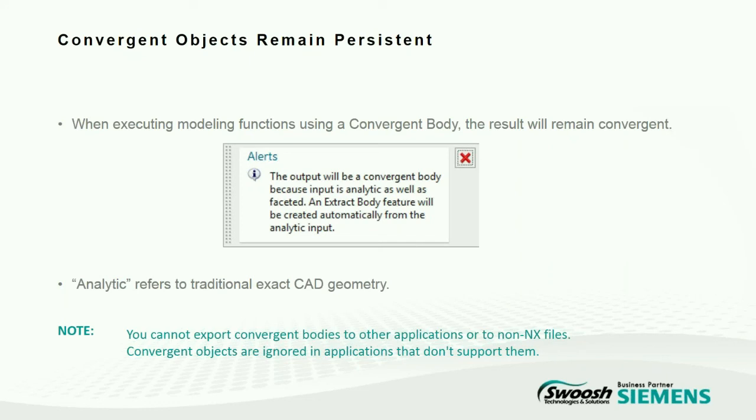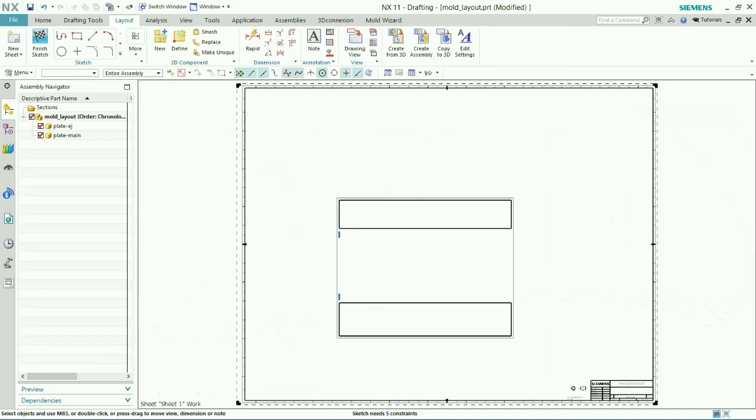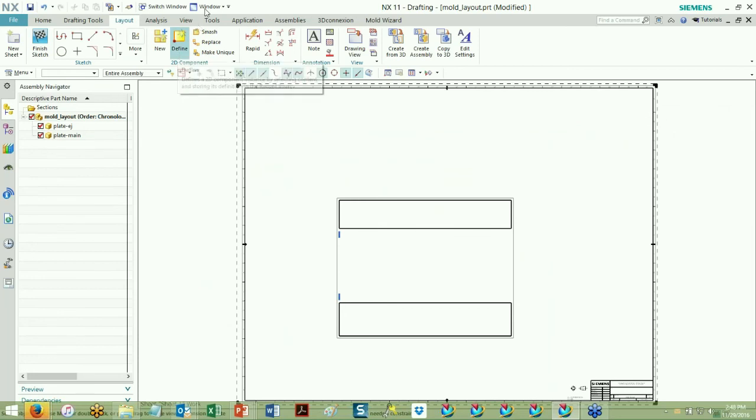And the note there: you cannot export convergent bodies to other applications or to non-NX files. A good example of that is if you were to simply import a .stl file, call it a convergent body, and then go to drafting. No, drafting will not allow you to add views of a convergent body onto a drawing sheet. That's where the line is drawn. There are indicators, by the way, that Siemens plans to develop this even more. Now I'm going to do a quick illustration here of convergent modeling.